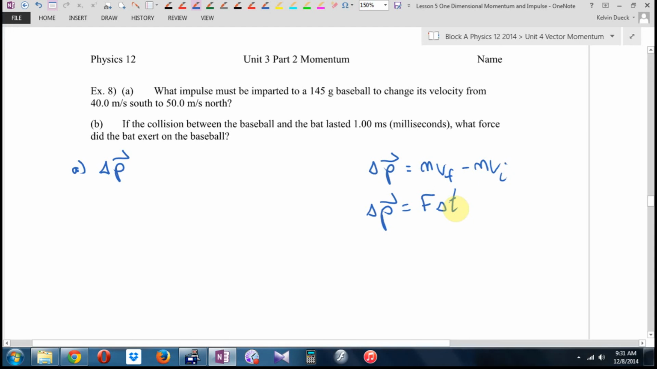Sam, looking at part A, am I going to use the one that has forces in it, or am I going to use the one that has two velocities in it? Can you see how you can figure it out? Okay, so just letting you know, you have to figure out which one you're going to use. Both are options, but you'll be able to narrow it down usually pretty easily. So pick your pencils up. This is going to be mv final minus mv initial. 145 grams, Sam, what's that in kilograms?